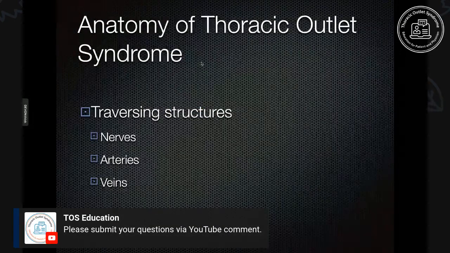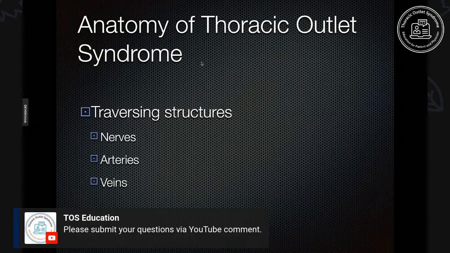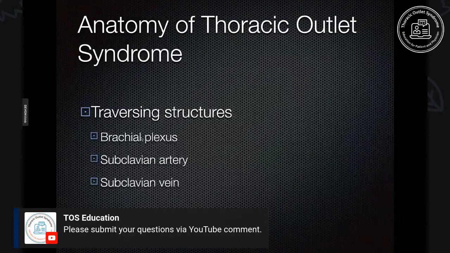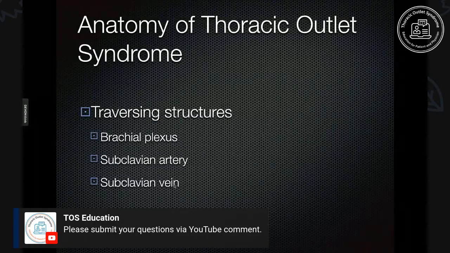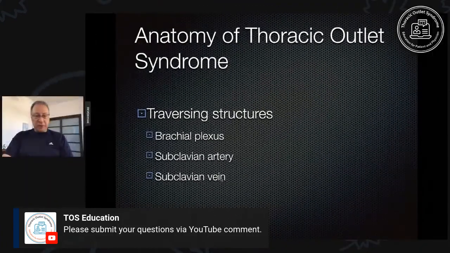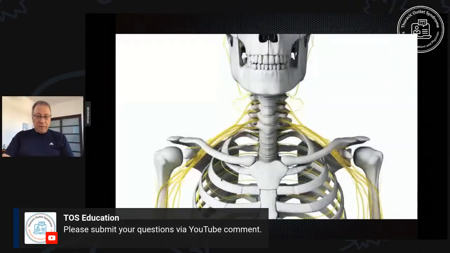So now we're going to the second part, the traversing structures. There's nerves, arteries, and veins. And their specific names, it's not so important. I'm sure you've all heard of the brachial plexus if you've studied TOS at all, the subclavian artery, and the subclavian vein. Three structures that are the most critical here.